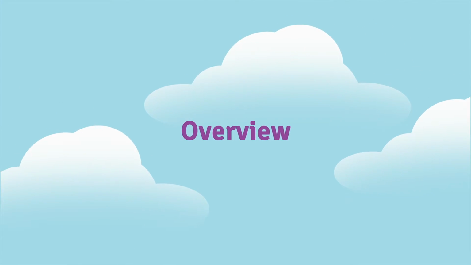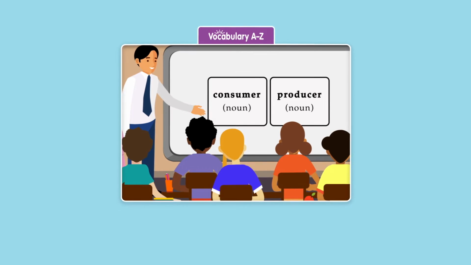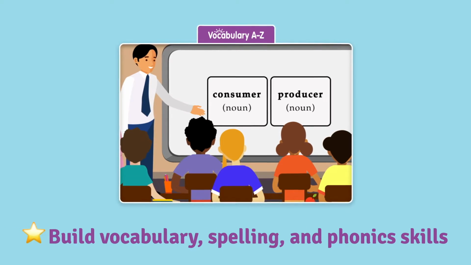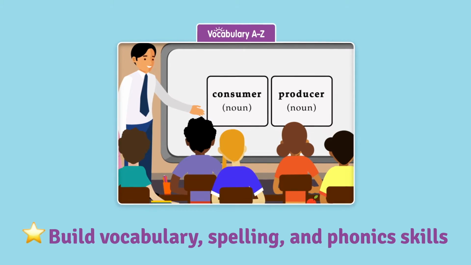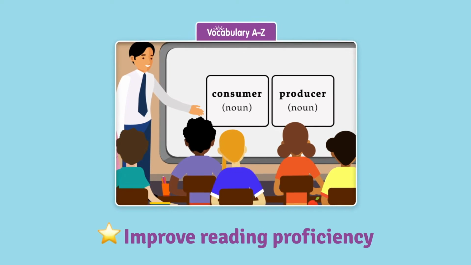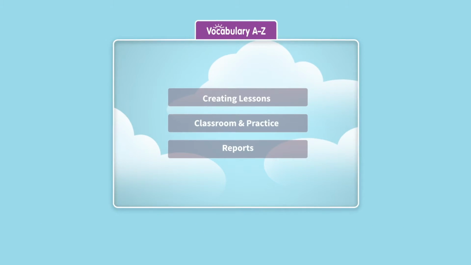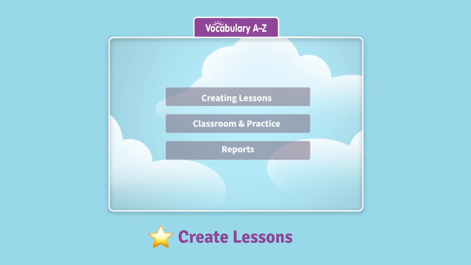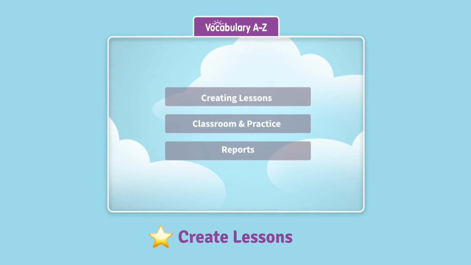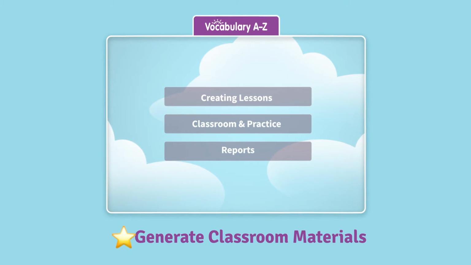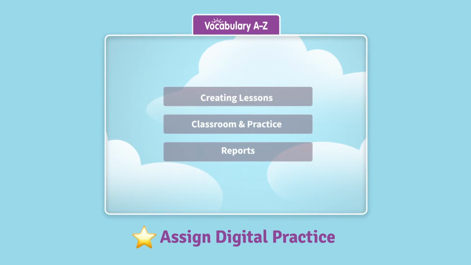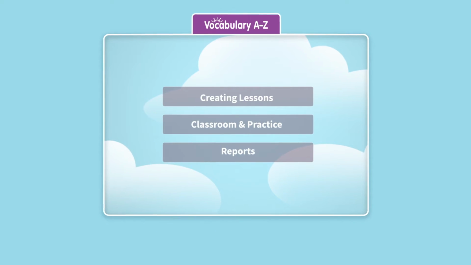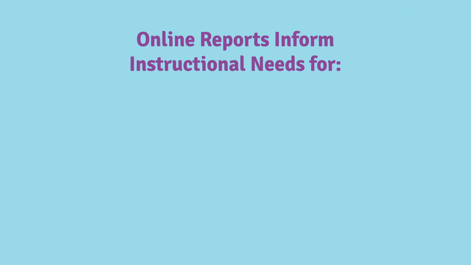With Vocabulary A to Z, you can help every student at every level build foundational vocabulary, spelling, and phonics skills and improve reading proficiency. To make it easy for you to get started, this video highlights the steps you can take to quickly create vocabulary, spelling, and phonics lessons, generate classroom materials, and assign digital practice activities. Finally, we'll show you how you can use online reports to give you better insights into individual, small group, and class-wide instructional needs.